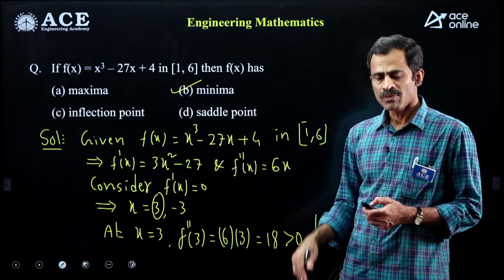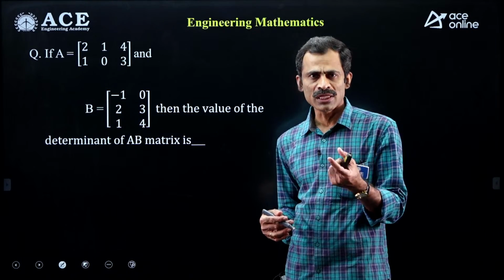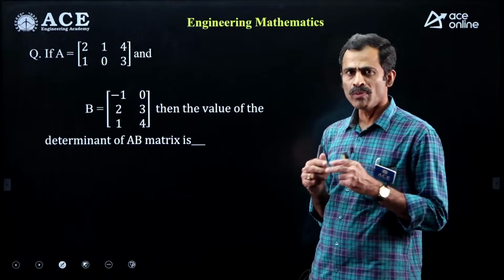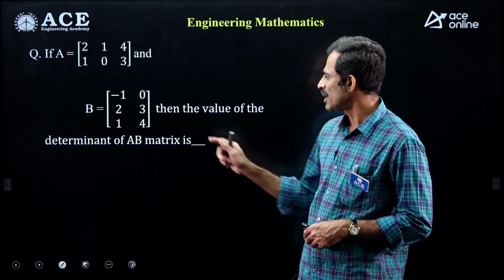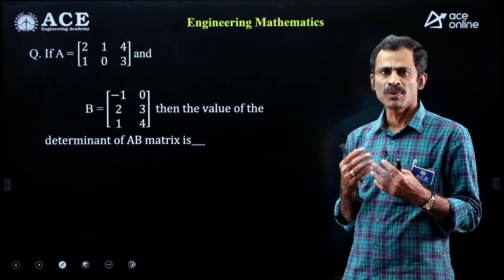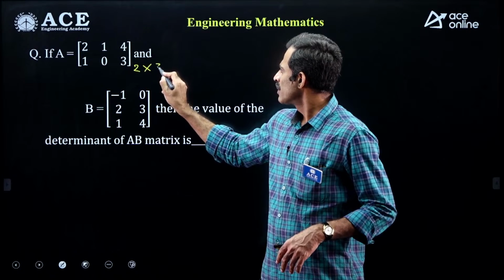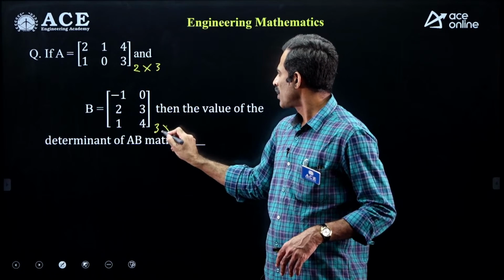Now let us go to the next problem. Again, it is another question from the linear algebra topic. We are given two matrices and we are asked to find the determinant of the product of these two matrices. First of all, we check whether the product AB is possible. It is a 2 by 3 matrix. It is a 3 by 2 matrix.